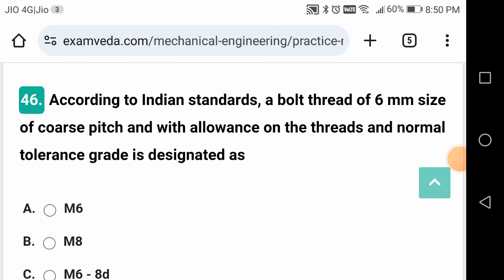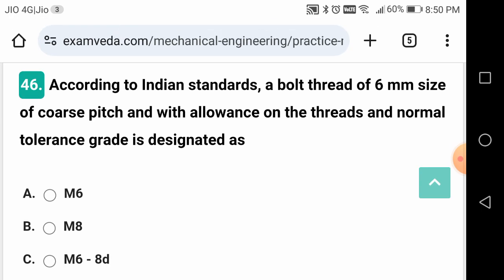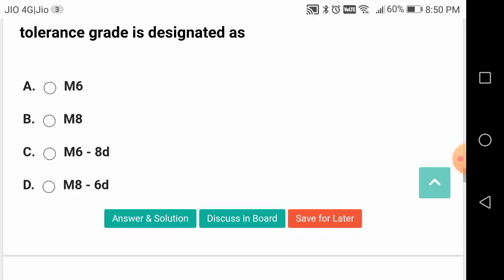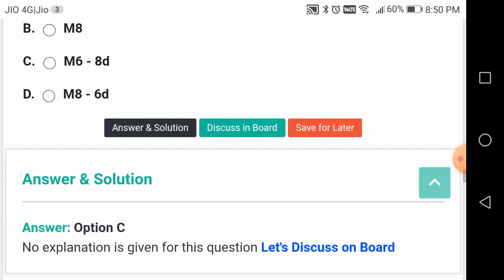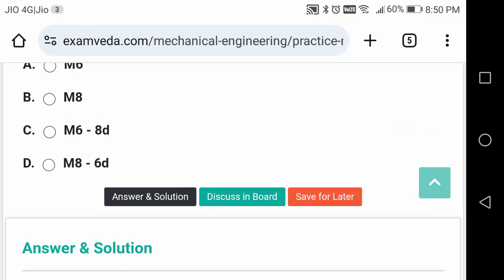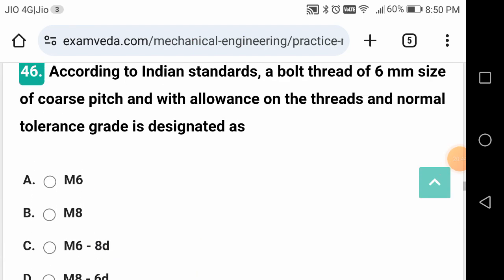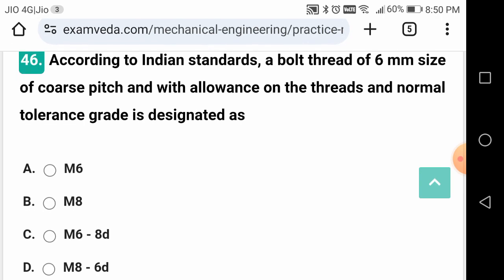According to Indian standards, a bolt thread of 6 mm size of coarse pitch and with allowance on threads and normal tolerance grade is designated as what? This is once again a good question, friends. M6 into 6D. M means metric thread and 6 mm size. Pitch into diameter.